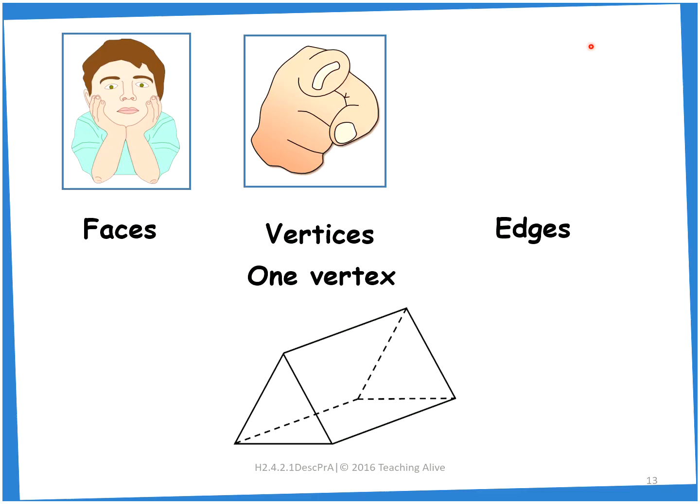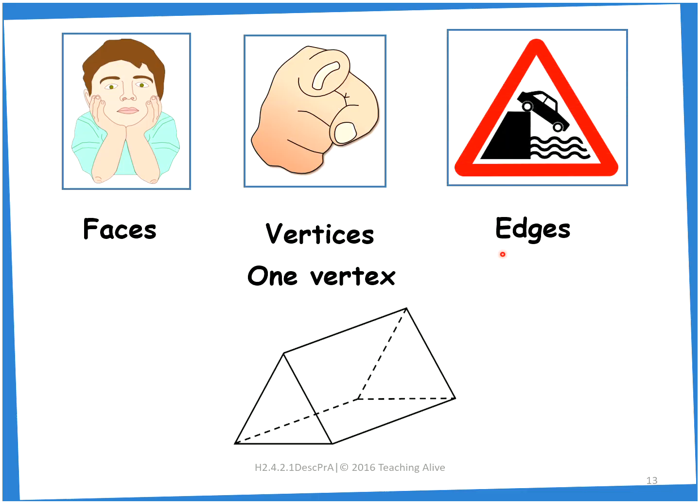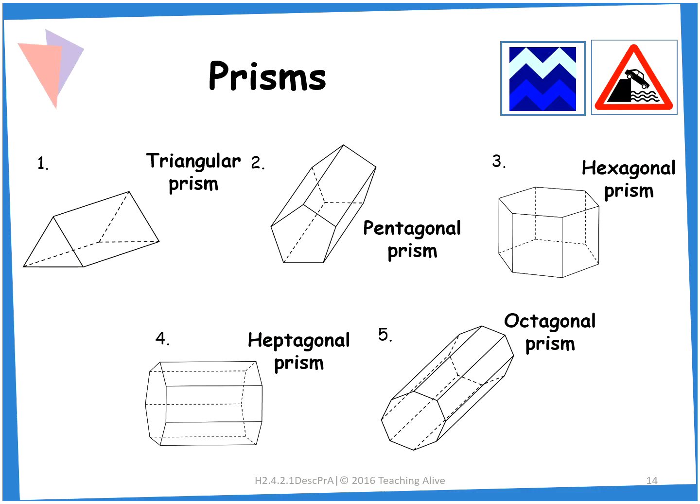Finally, we look at edges, and we have a picture of a car falling off a cliff edge. And for an action, we can form a line with our arm in the air for a cliff edge. So on a 3D shape, an edge is any straight line you could fall off, marked by straight lines on this triangular prism. Another break: pause the video, trying to count the edges on our prisms. See if you can find a pattern again, or use the pattern if you already know it. Pause the video now, please.